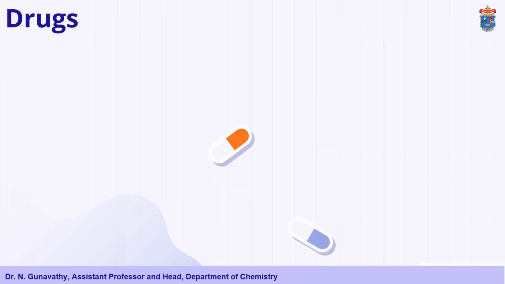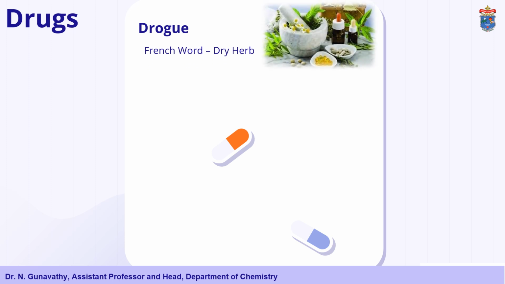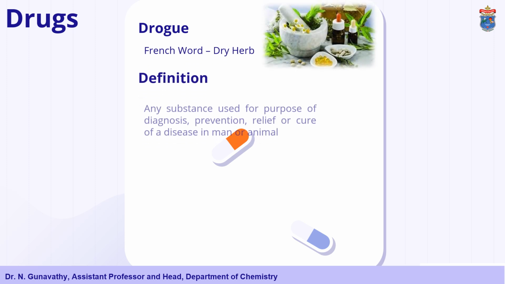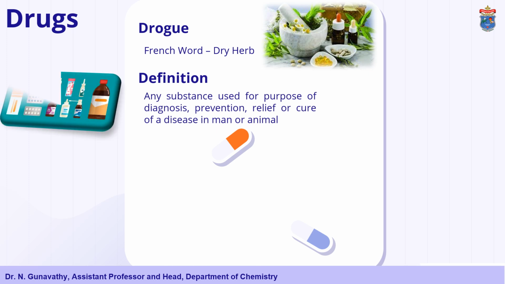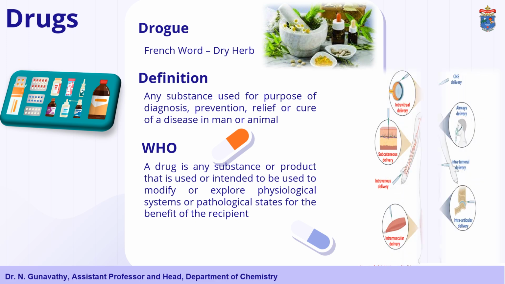The term drug is derived from the French word drago, meaning dry herb. It is defined as any substance used for the purpose of diagnosis, prevention, relief, or cure of a disease in man or animal. According to WHO, a drug is any substance or product that is used or intended to be used to modify or explore physiological systems or pathological states for the benefit of the recipient.